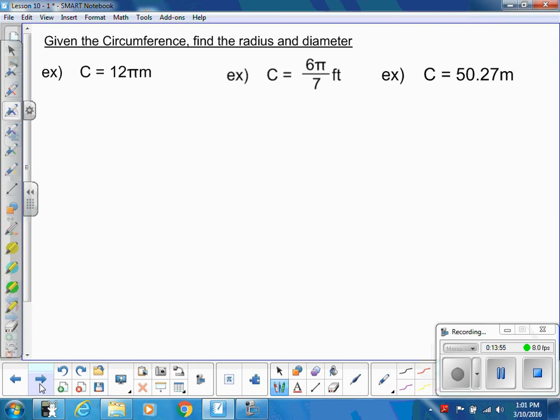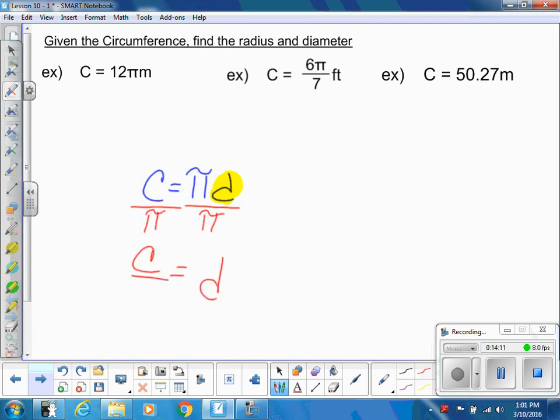So if I have a circumference of 12 pi, well, if circumference equals pi d, to solve for the diameter, I just simply need to divide by pi, don't I? And my diameter will be whatever the circumference is divided by pi. So, if I have 12 pi, if I divide this by pi, the pi would cancel, and I would get a diameter of 12 meters. Then, once I have the diameter, I would cut that in half and say the radius is 6 meters. Easy enough?